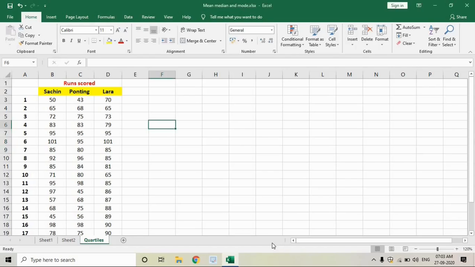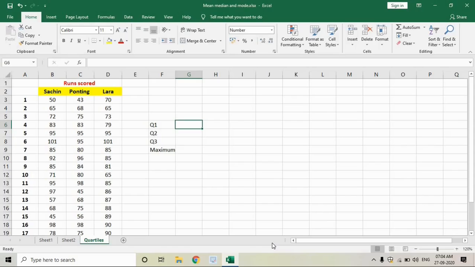Now let's understand quartiles. Q1, Q2, Q3 are the quartiles, and Q4 is the maximum value of that series. Quartiles divide a particular series into 4 equal parts. So if the value of Q1 is 40, it means 25% of the values in that series lie below Q1 and 75% of the values lie above Q1.